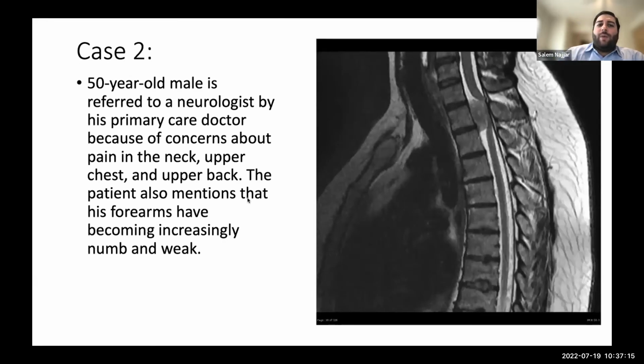So going on to the next question, the next case. This is a 50-year-old male. He's referred to a neurologist by his primary care doctor because he had concerns about pain in his neck, upper chest, and upper back. The patient also mentions that his forearms have become increasingly numb and weak. So just from this, without even looking at the image, what sort of things are you concerned about?